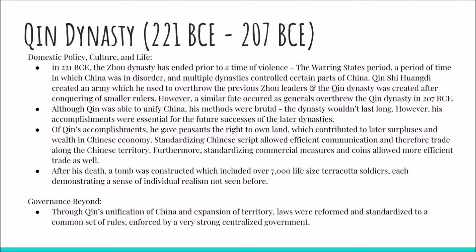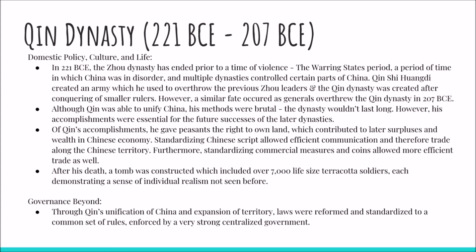Moving eastward into China, the Qin dynasty was the first of two Chinese dynasties in the classical period. In 221 BCE, the Zhou dynasty ended prior to a time of violence. The Warring States period was a time in which China was in disarray and war, as multiple dynasties controlled certain parts of China. Qin Shi Huang created an army which he used to overthrow the previous Zhou leaders, and the Qin dynasty was created after the conquering of the rest of the small rulers.